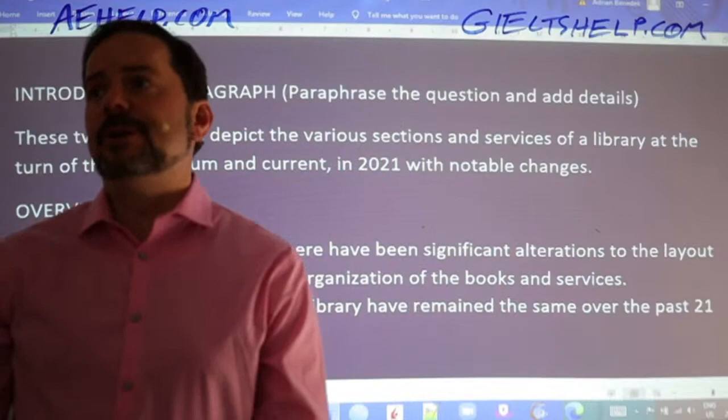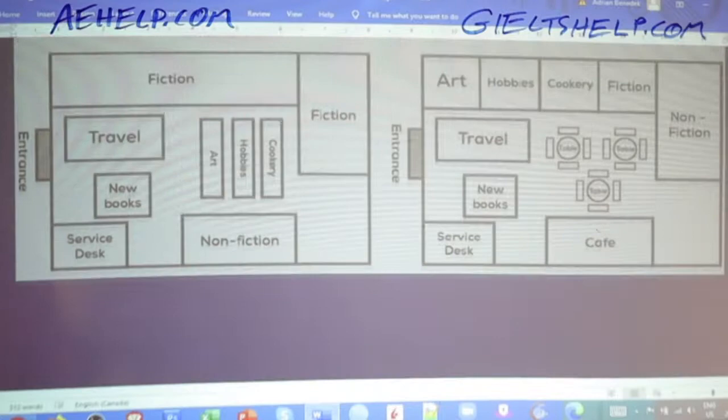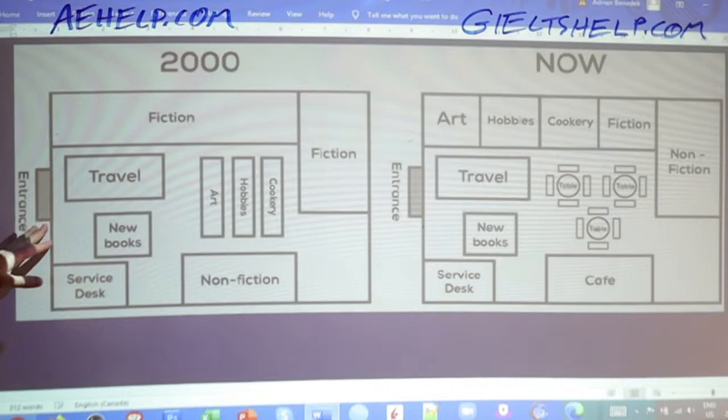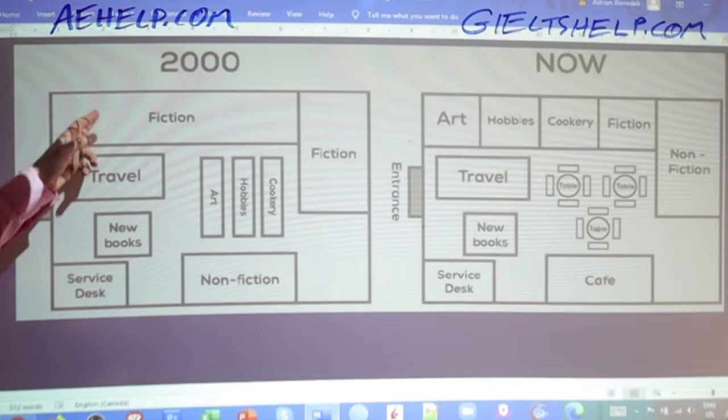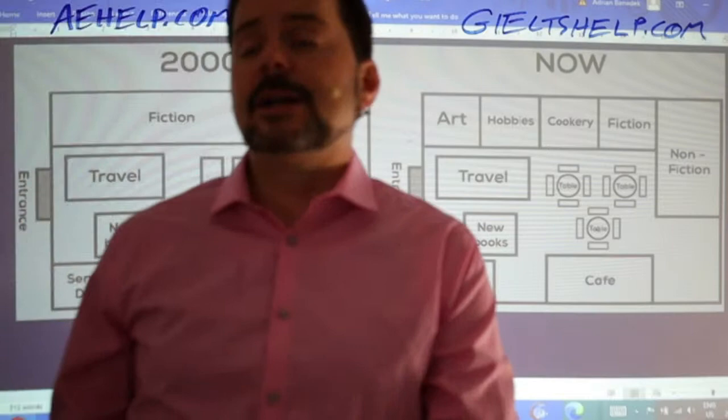So I think if we look at the library, this would be considered the front because this is closest to the entrance, and this would be the back. So usually the front of the library, back of the library. The front of the library has actually remained more or less unchanged with, of course, this slight art fiction section here. But you have to be careful with correct information.